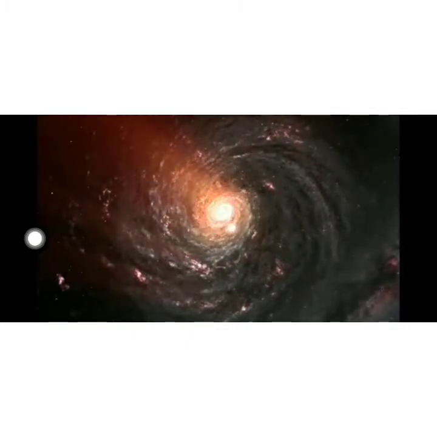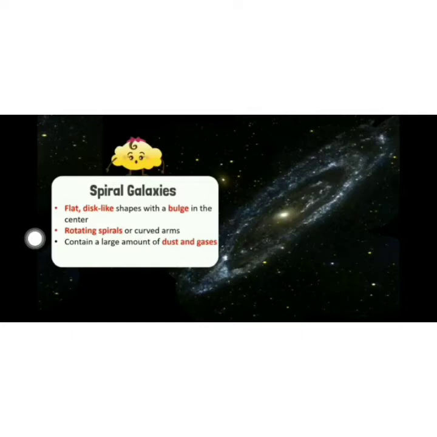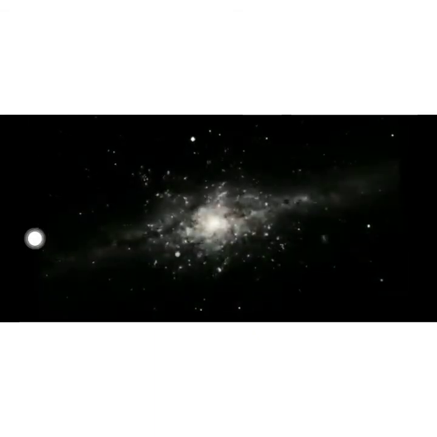Exactly. A spiral galaxy has a flat disc-like shape with a bulge in the center. Spiral galaxy has spiral or curved arms that rotate around the center of the galaxy. This galaxy contains a large amount of dust and gases. About 75% of galaxies are spiral. Our neighbor galaxy Andromeda is a spiral galaxy.